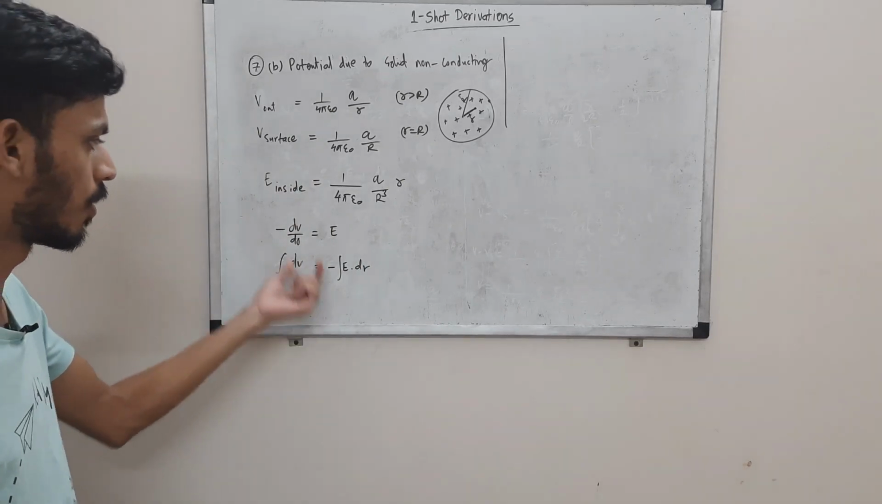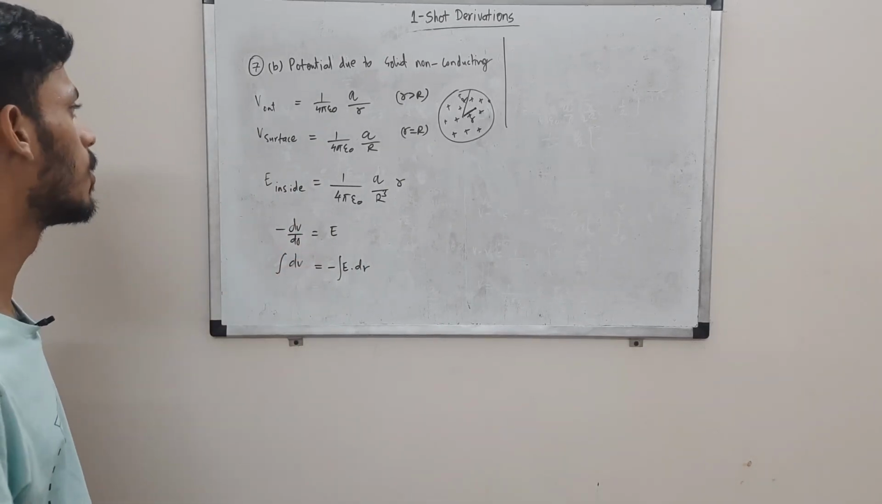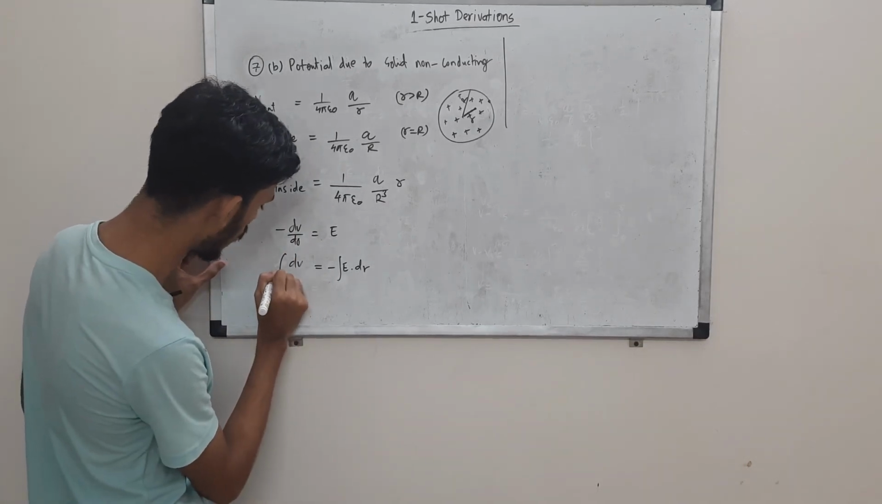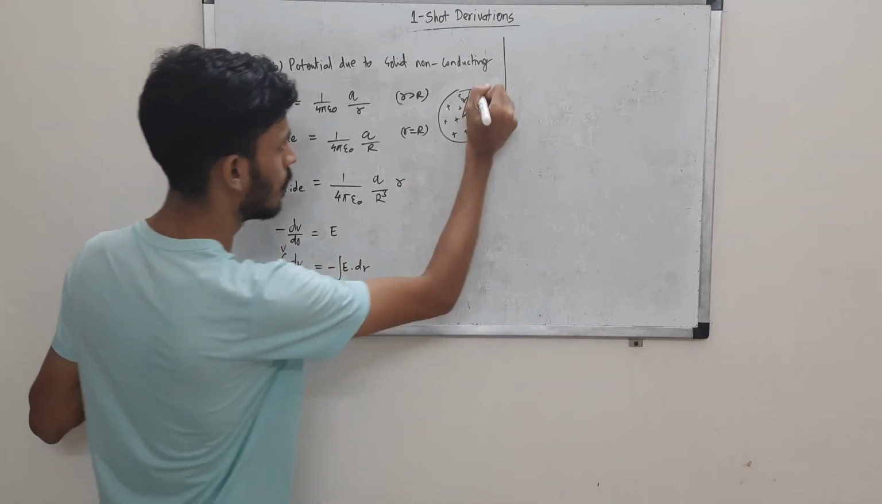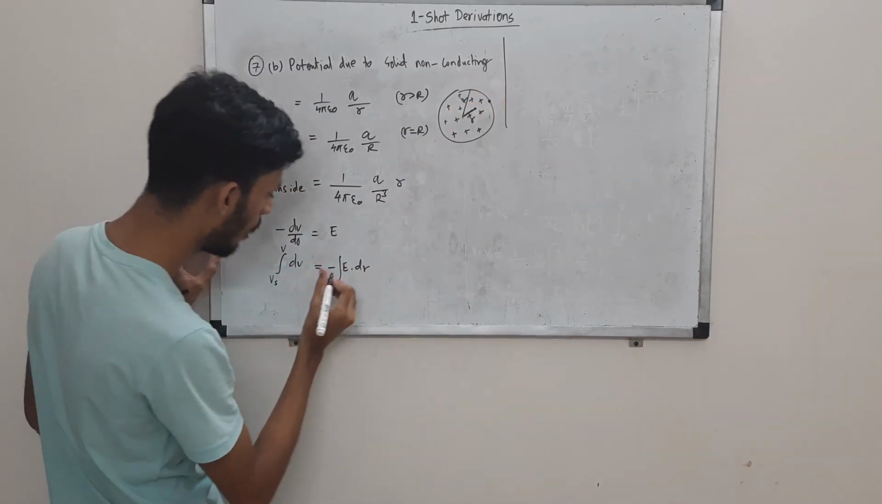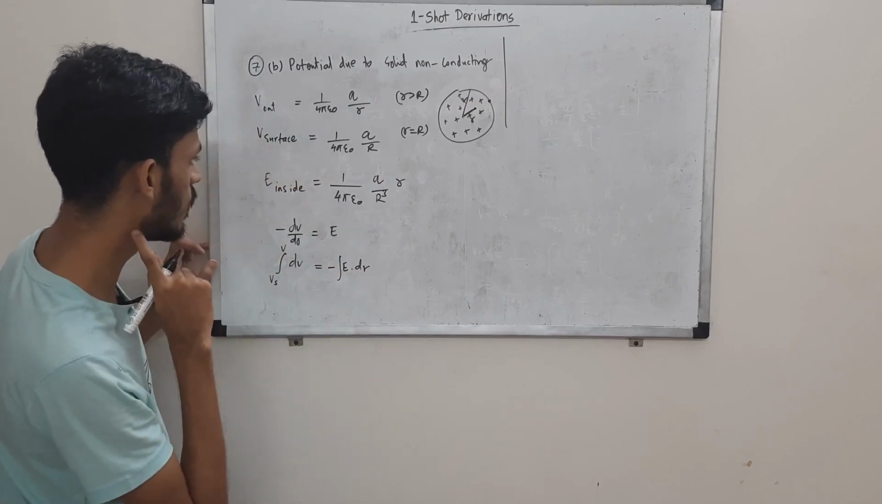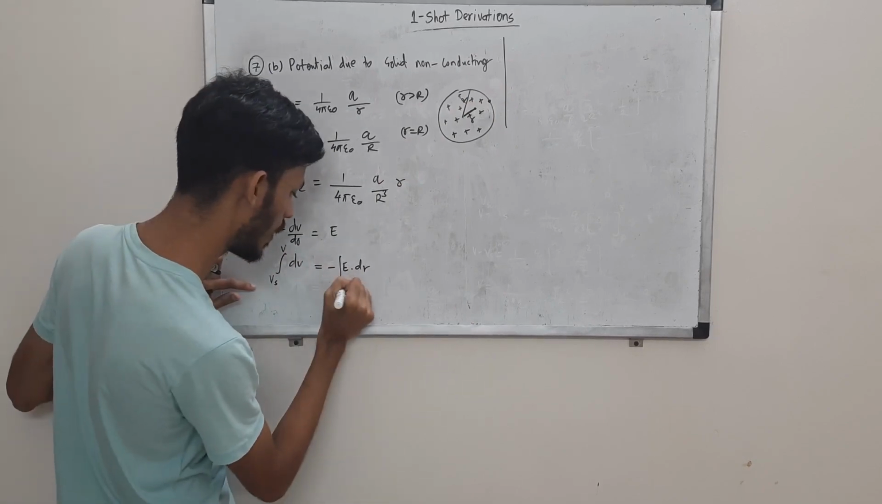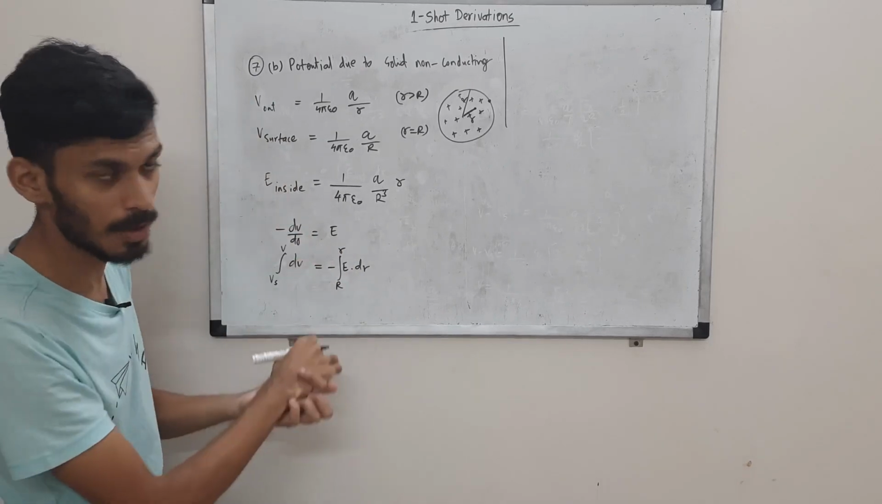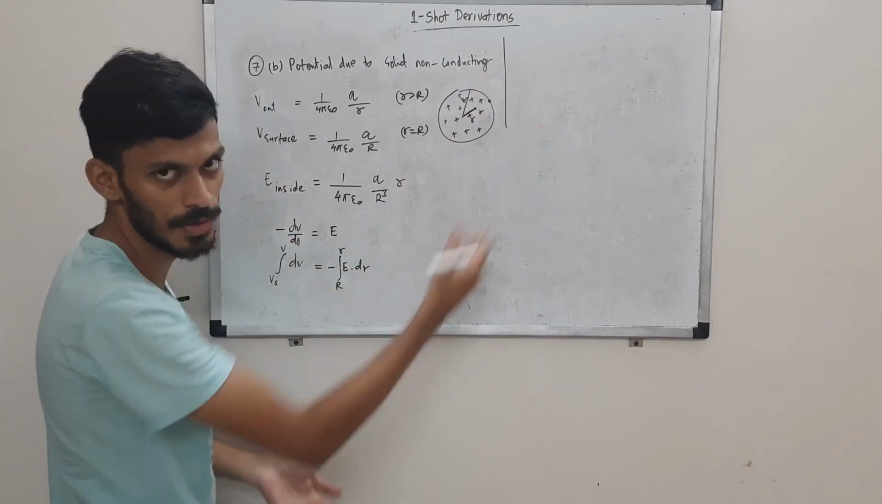Here I am using definite integrals because I'll be substituting limits. So here we'll choose from the surface to the point at some distance r. The limits will be from the surface, which is capital R, to small r. If you are uncomfortable, you can flip it over, from r to the surface.